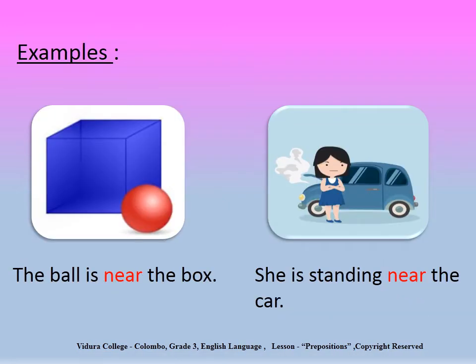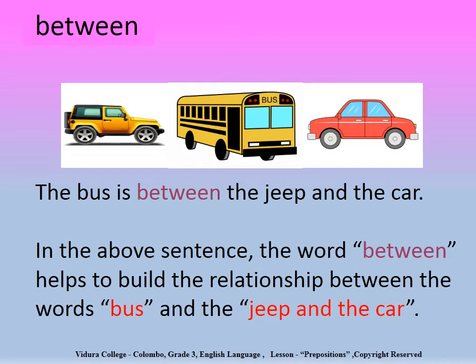Here are two more examples. The ball is near the box. She is standing near the car. In these sentences, the preposition near helps to show the relationship between the ball and the box and the girl and the car. Now let's look at the preposition between.